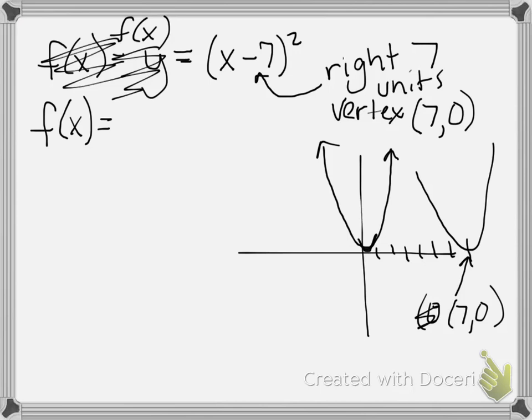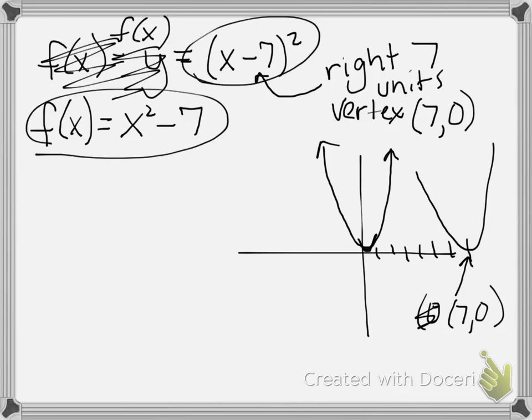F of x equals x squared minus 7. Notice the difference between these two. And it's just going to take a lot of going over a bunch of problems. Try not to use your notes the whole time. Try to start doing it without the notes.